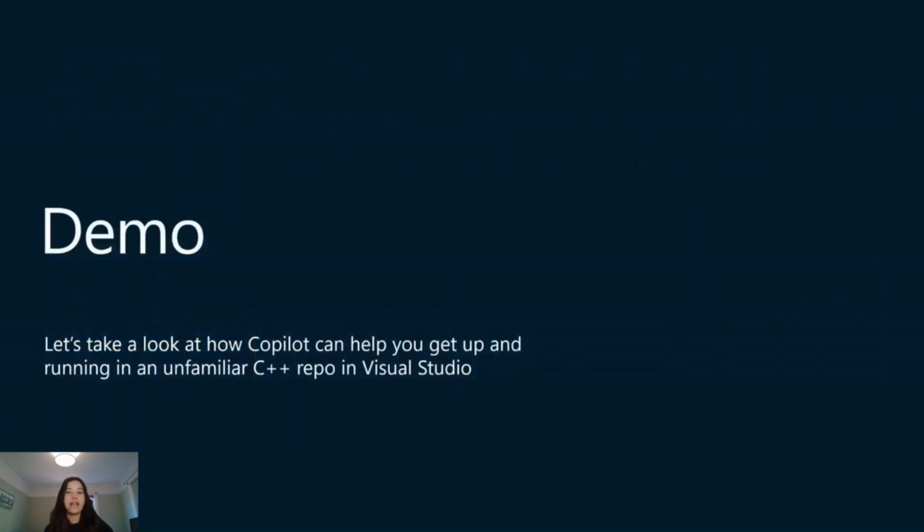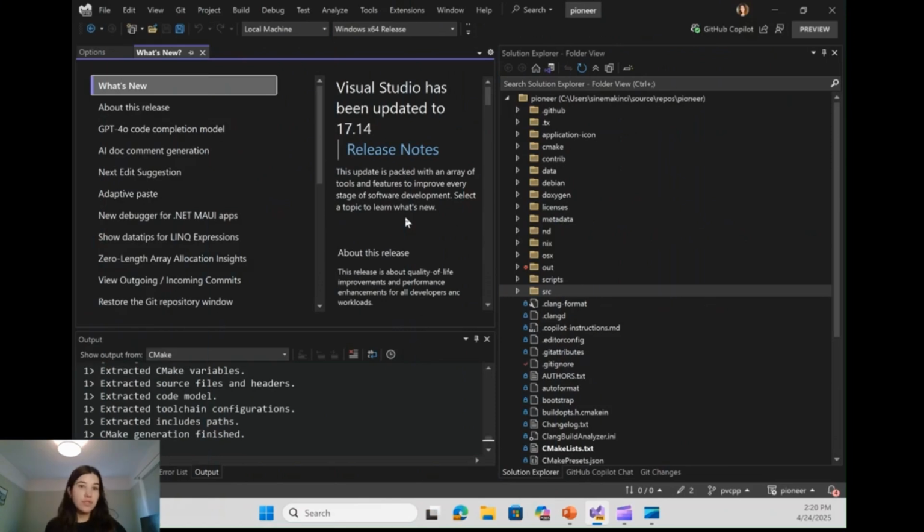So let's take a look at several of these improvements to Copilot that we discussed in action today in Visual Studio using real C++ code. Okay, so here I have Visual Studio 17.14 Preview 3 installed, and I have the Pioneer Space game repo. Pioneer is a space simulation game that's written in C++, and I've been given the task of implementing a new orbital function for velocity and energy.